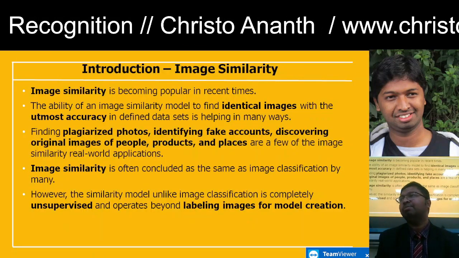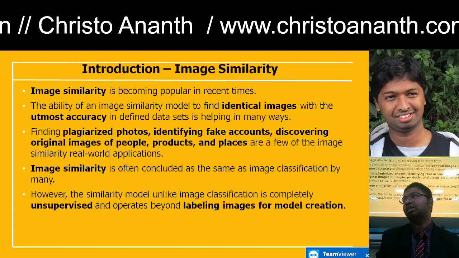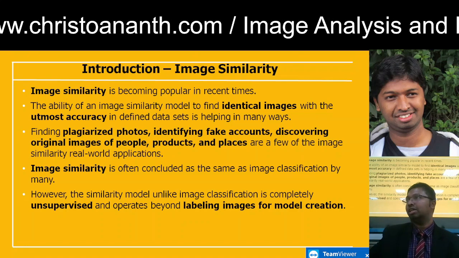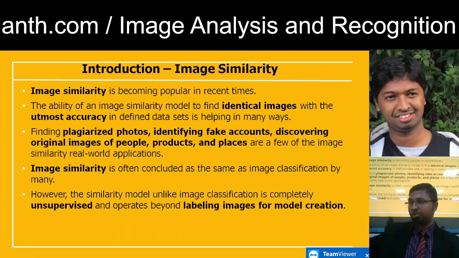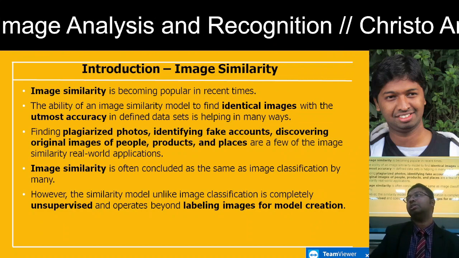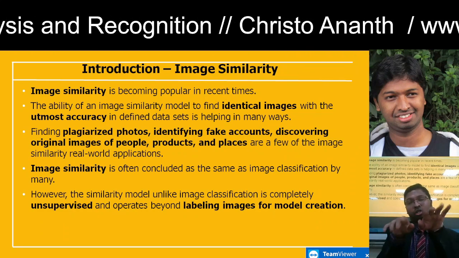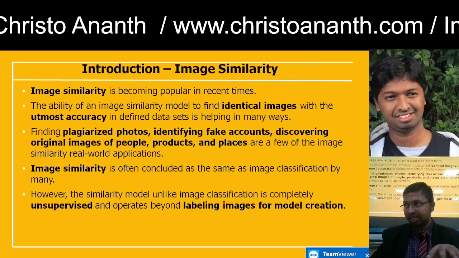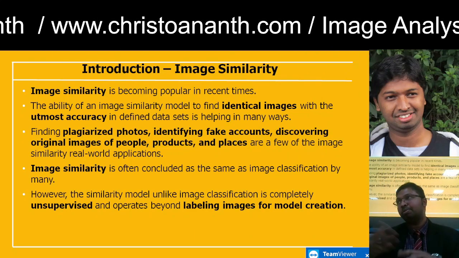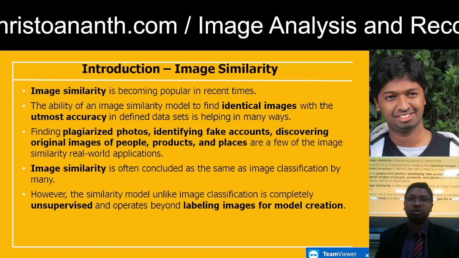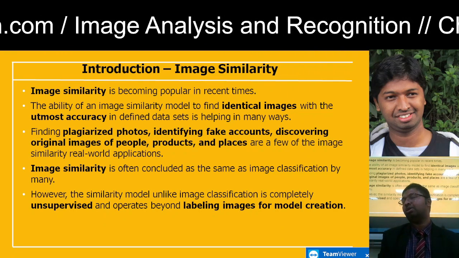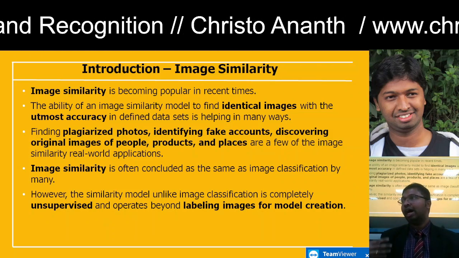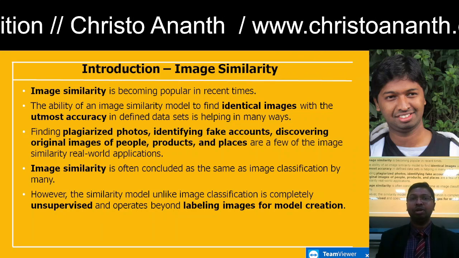Right. So image similarity, even in the case of Google Search, you have Google Lens. You have seen Google Lens. If you take one image and put it in Google, it will show some similar images, just like if you search for text, it will show some images. Similarly, if you drag an image and post it, it will show similar images. So the ability of the image similarity model is to identify identical images with the utmost accuracy.